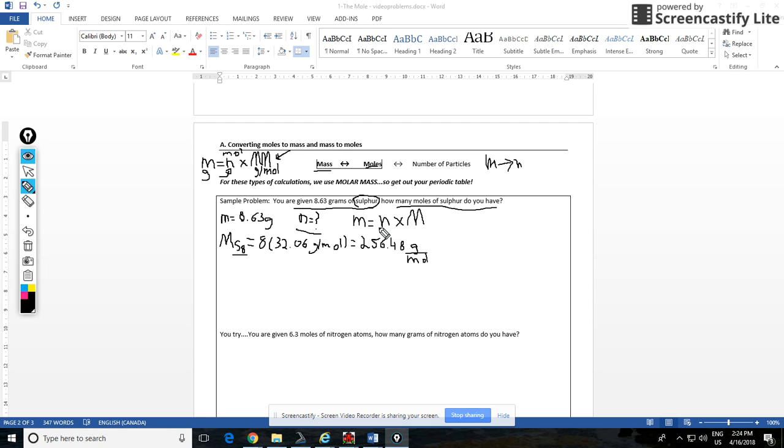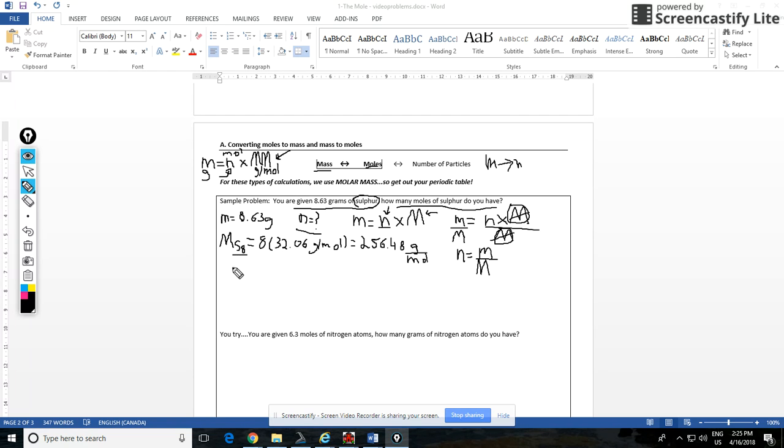So what you need to do is solve for little n. So if you want little n to be alone, you need to get rid of big M. Notice that big M is being multiplied. So to get rid of something that's being multiplied, you divide. So you're going to do m is equal to n times big M divided by big M. Now if you divide by big M on one side, you have to do so on the other side to maintain the equality. You'll notice though that because you have big M over big M, that cancels out. So what you're left with is n is equal to m, little m, over big M, the molar mass.